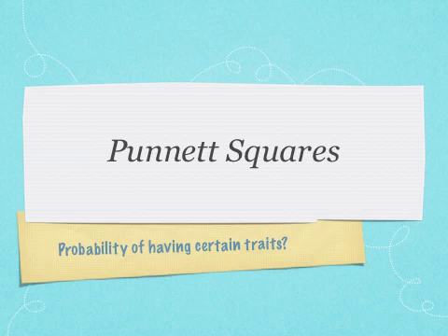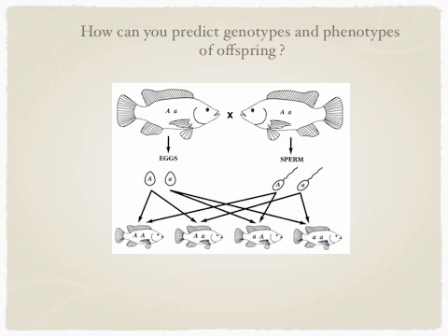Hey guys, we're just going to spend some time today and learn how to use Punnett Squares. I asked a question yesterday when you were doing your baby activity. How can you predict the genotypes and phenotypes of offspring? Here's a graphic that kind of shows you a model or some thinking that you could have used when you were coming up with your possible offspring.